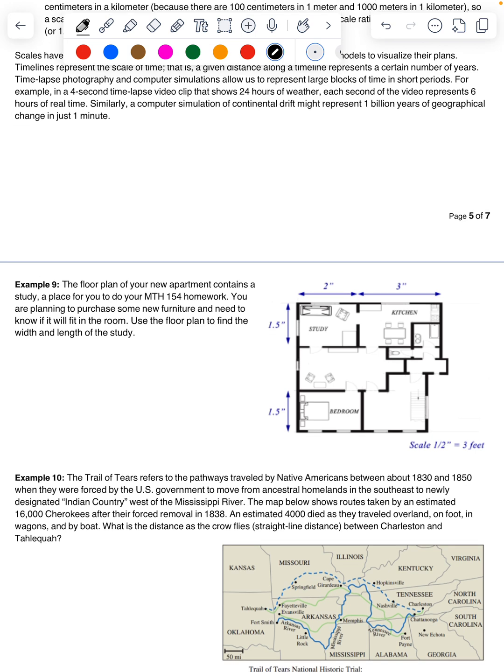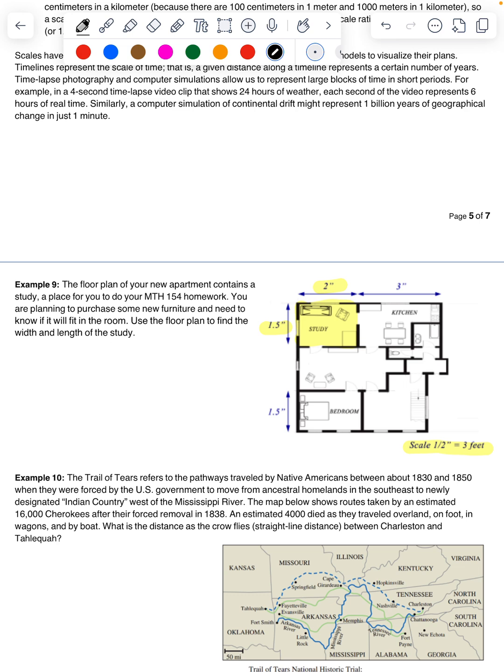So example 9, the floor plan of your new apartment contains a study, a place for you to do your Math 154 homework. You want to purchase some new furniture for it, and you need to know if it will fit in the room. So let's figure out what the width and the length of the actual study are, given our scale of 1/2 an inch equals 3 feet. And on our drawing, our study is 1.5 inches by 2 inches.